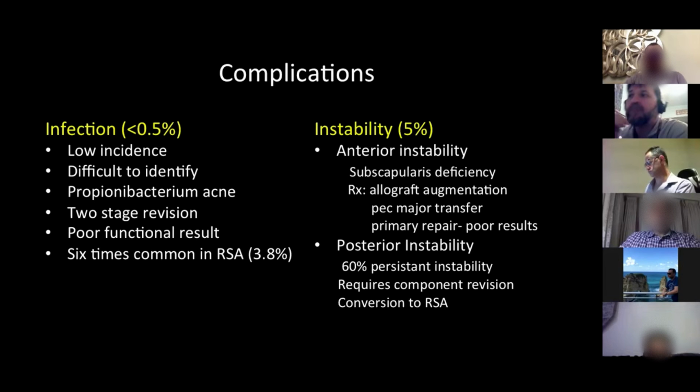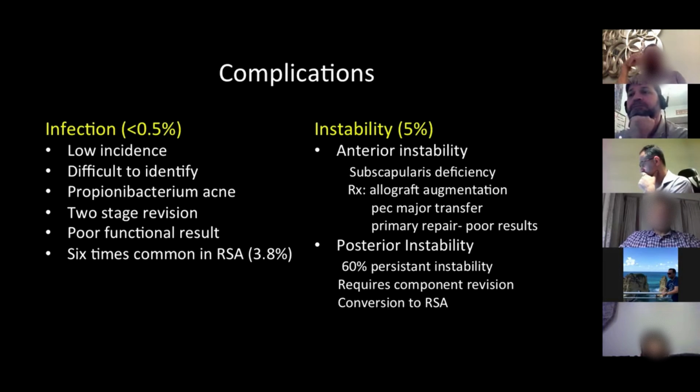Two-stage implantation is the treatment of choice for most deep infections after shoulder arthroplasty. The rate of reinfection after reimplantation is low, but functional results are oftentimes compromised by stiffness and cuff dysfunction. There is a reported 6 times greater risk of infection after reverse shoulder arthroplasty when compared to total shoulder arthroplasty, with infection rates reported at around 3.8%.